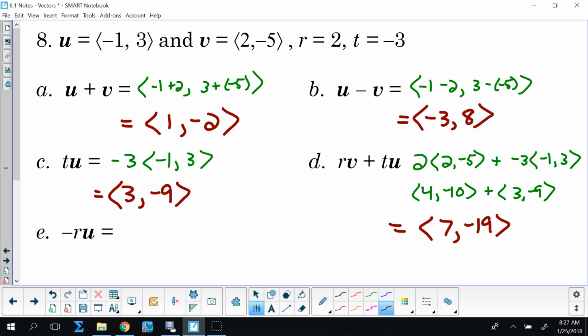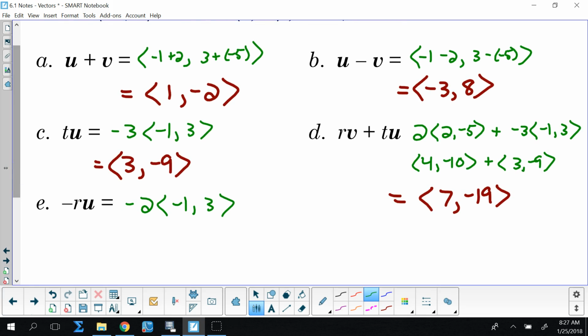Yes? Negative RU would be negative 2 times negative 1 and 3. So that's going to give me 2, comma, negative 6.